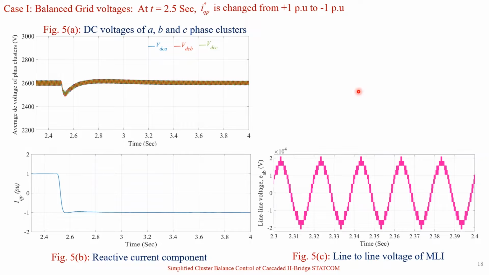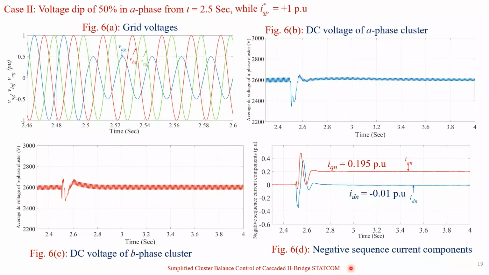Case 1. Balanced grid voltages. At t equals 2.5 seconds, the reference reactive current I star QP is changed from +1 per unit to -1 per unit. Figure 5b shows the response of STATCOM reactive current, and figure 5a shows the response of DC voltages of three-phase clusters. Figure 5c shows line-to-line voltage of the multi-level STATCOM in capacitive mode of operation.